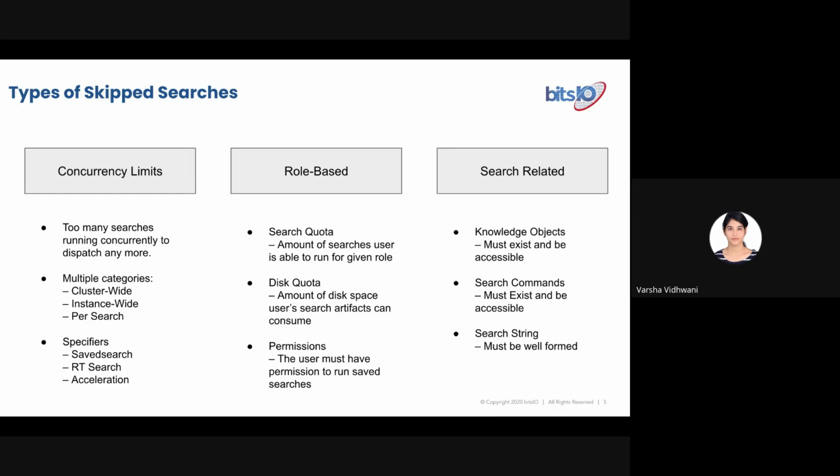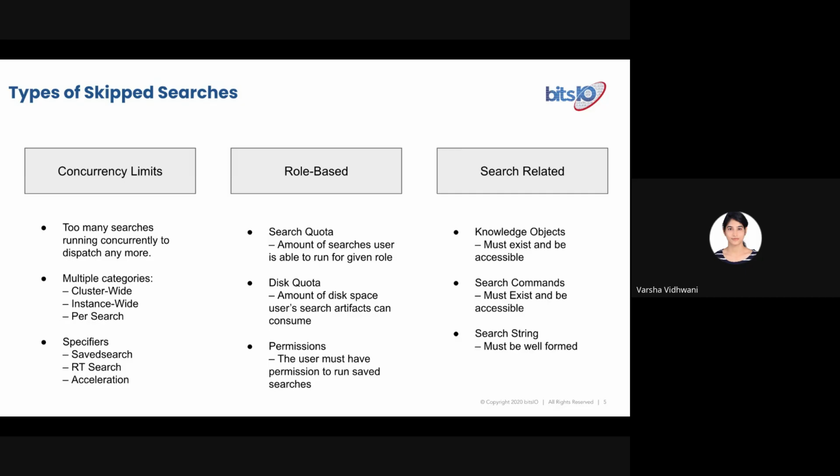And of course, the permission also matters here. If a user doesn't have access to run a particular saved search, Splunk will skip it automatically. So this is the role-based type. Lastly, we have the search-related issues.